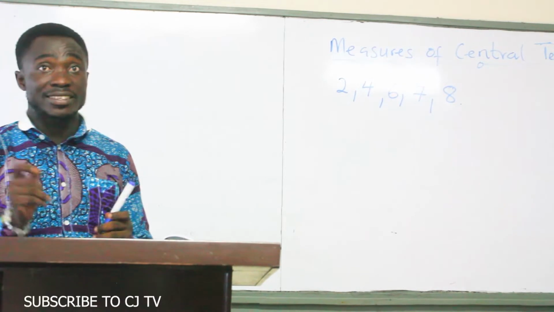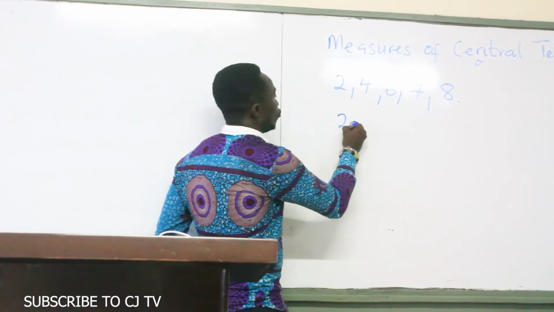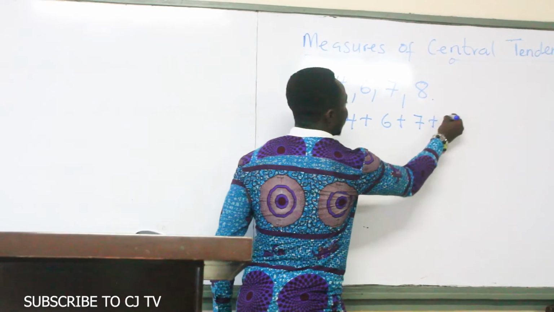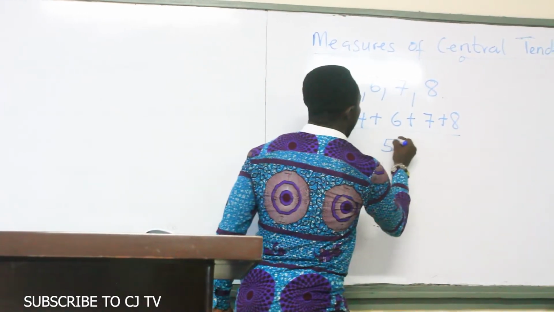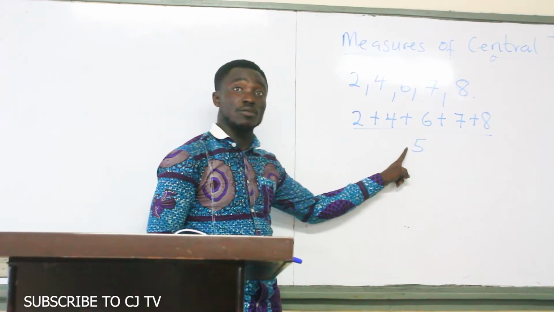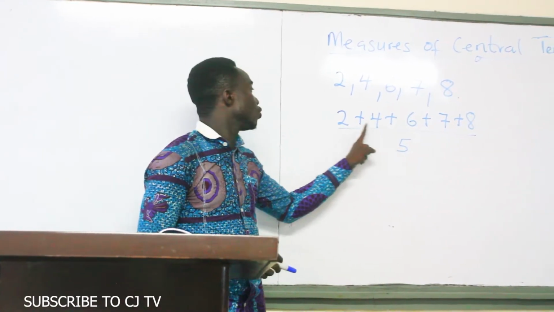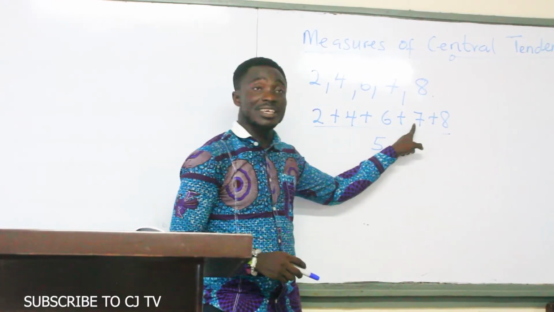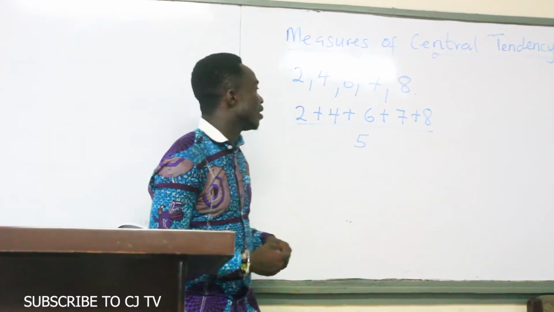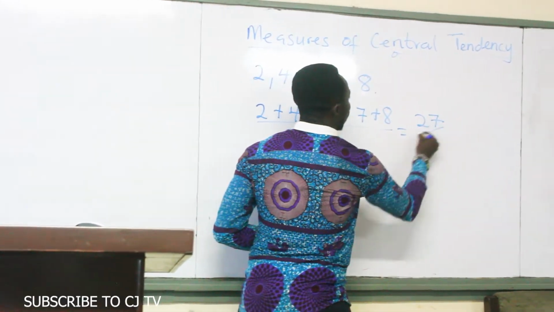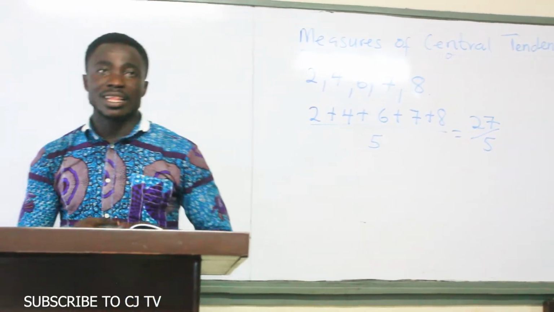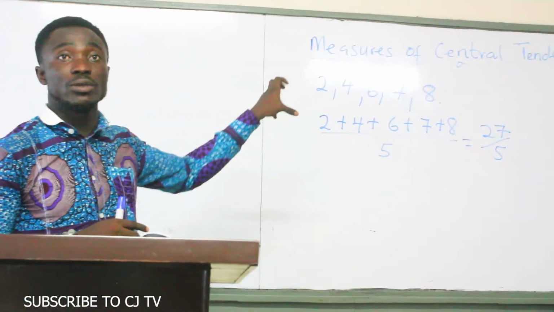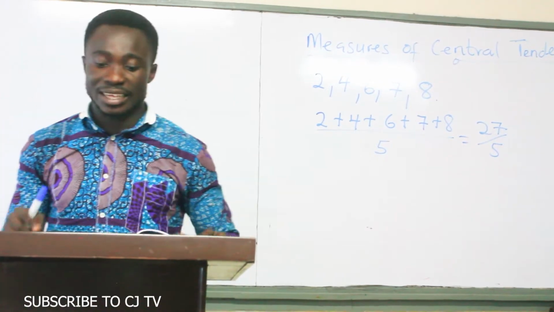When we do that, we'll be getting 2 + 4 + 6 + 7 + 8, all over five, because the number of observations is 5. So 2 + 4 is 6, plus 6 is 12, plus 7 is 19, plus 8 is 27. Then you divide 27 by 5. Now you realize that you get a peculiar number, and that number will be used to summarize the whole data, which is 2, 4, 6, 7, and 8.